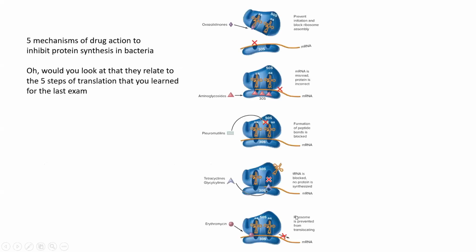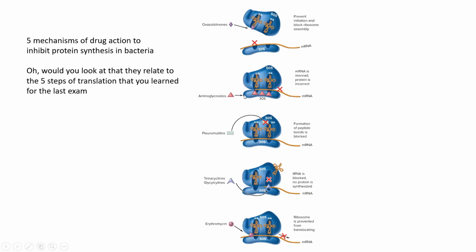This is included in the PowerPoint set because these are the 5 different ways that antibacterial drugs in particular can inhibit translation. What I want you to notice is these 5 things relate specifically to the 5 steps that we talked about in translation. So for example, this first one, this set of drugs, inhibits the large subunit from binding to the small subunit. That would have been part of step 1 for us when we had our steps of translation.